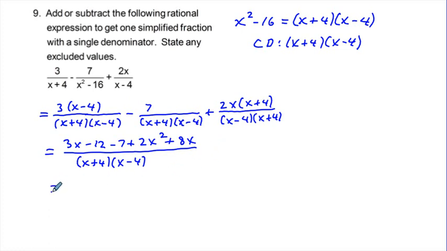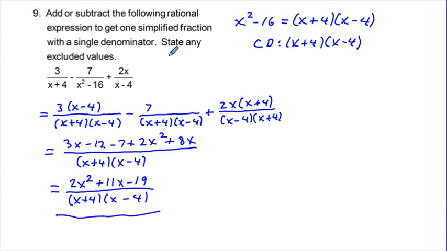And then the last line here, we should be able to combine all these terms. Well, we have 2x squared. And what about the x's? Well, we're going to have 3x plus 8x, that's going to be plus 11x. And next we have negative 12 minus 7, that's going to be minus 19. And that does not look, my friends, at all factorable. Then we have quantity x plus 4 times quantity x minus 4. And so that will be our simplified fraction with a single denominator.